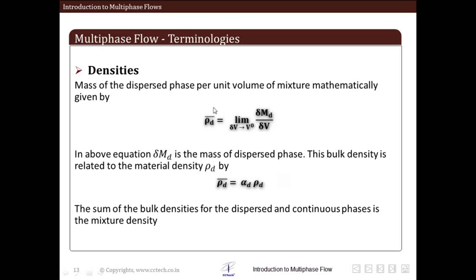So, in multiphase flow, we have two types of densities or two terminologies associated with density, that is the bulk density, which is the ratio of the dispersed phase per unit volume of mixture, and next is the material density, which can be obtained from the bulk density by using the volume fraction.